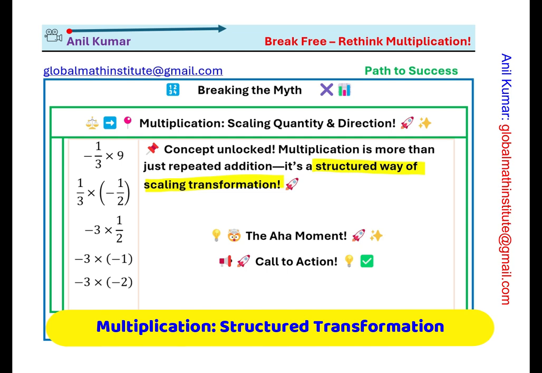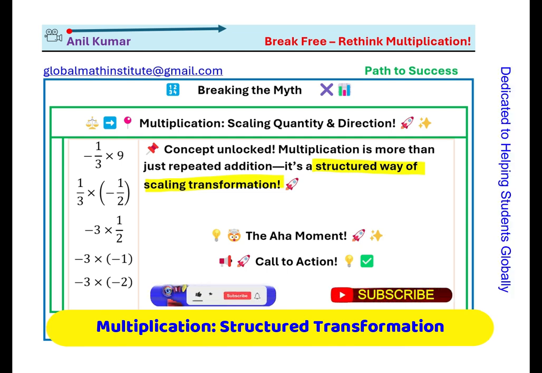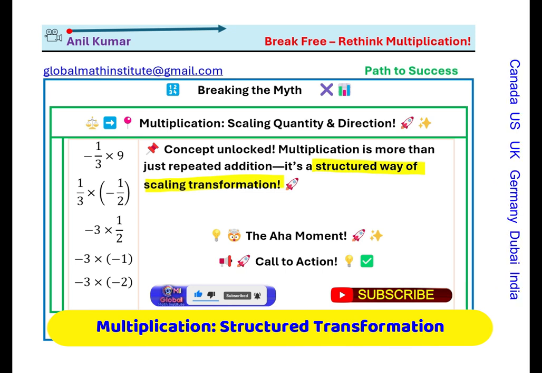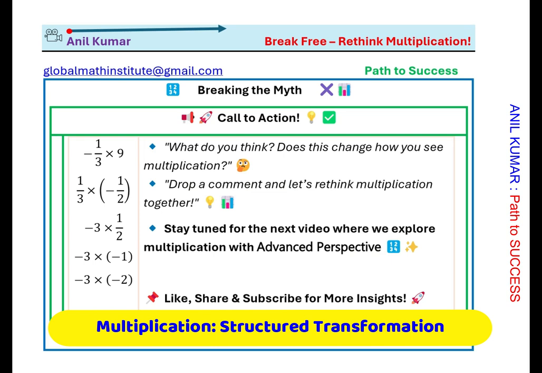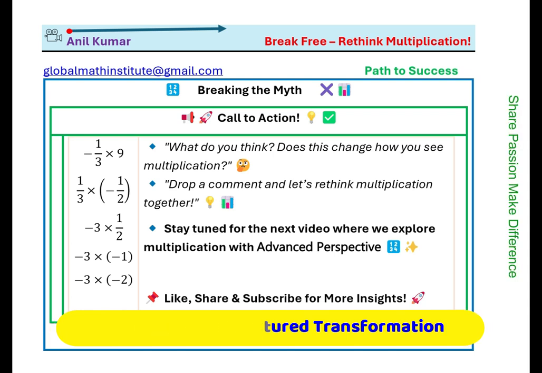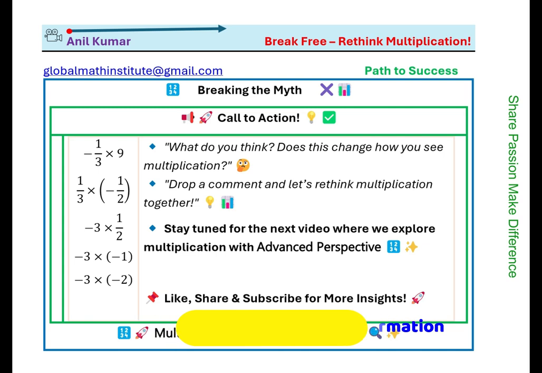So try to multiply these numbers: minus one third by 9, 1 by 3 times minus half, minus 3 times half, minus 3 times minus 1, minus 3 times minus 2, and so on. Aha, so we finally got over it. So, call for an action. Write down your comments. So finally, we are breaking the myth that multiplication is just repeated addition. It is a structured transformation where scaling is involved and a change in direction is involved, right?